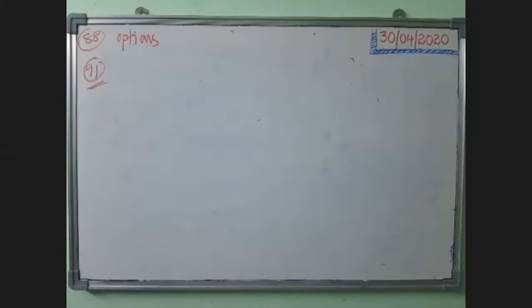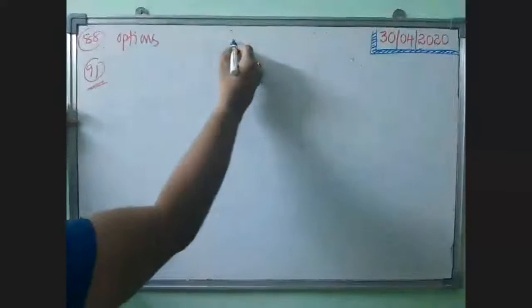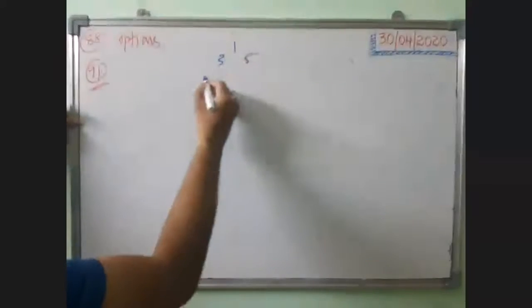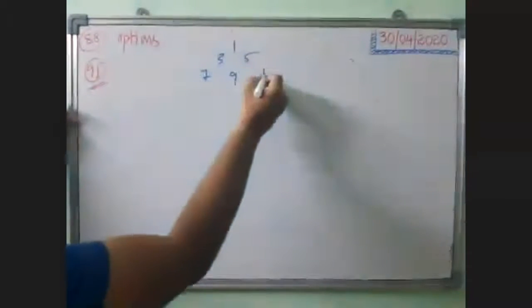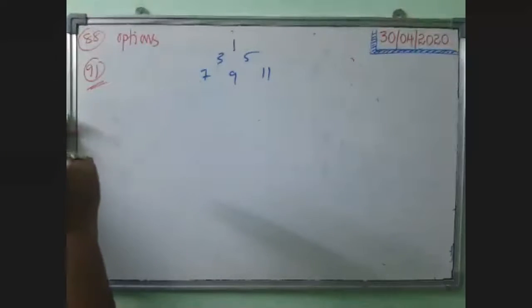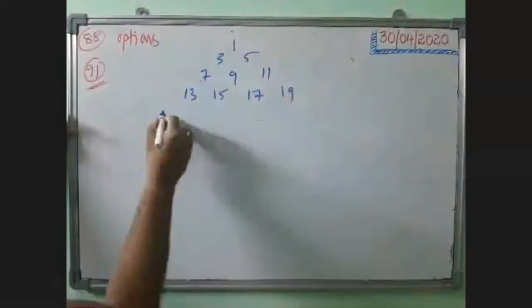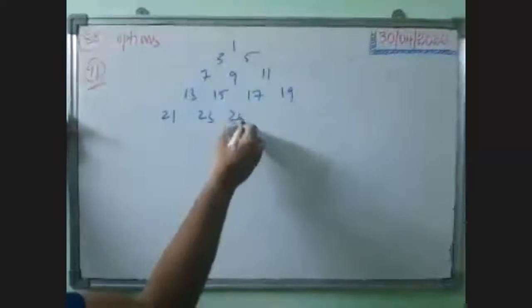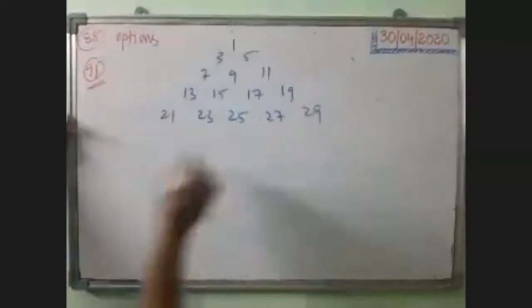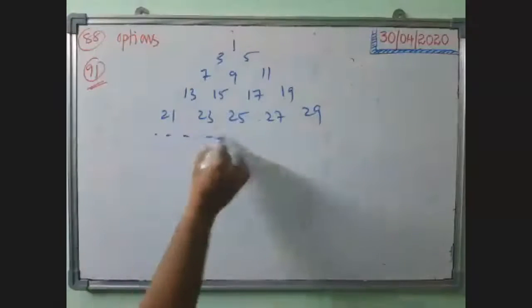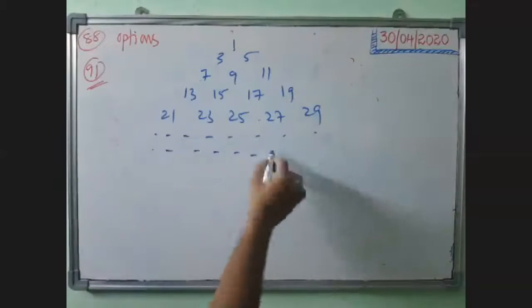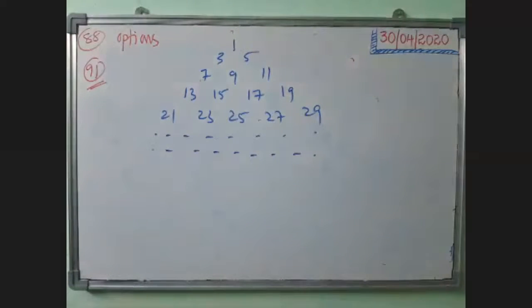He gave a sequence of numbers. The numbers are like this: 1, 3, 5, 7, 9, 11. All numbers are written: 13, 15, 17, 19, 21, 23, 25, 27, 29, and so on. So it's forming a triangle with only odd numbers.